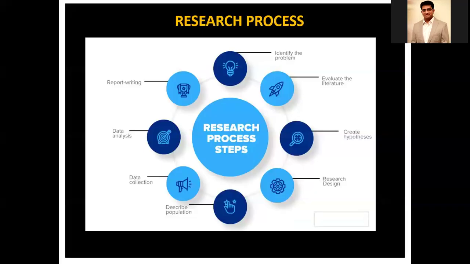The research process starts with identifying a problem. We need to identify the gap and evaluate the literature. Do the review of literature properly, address the progress that has happened in our special field, identify that gap, and then formulate one study hypothesis.